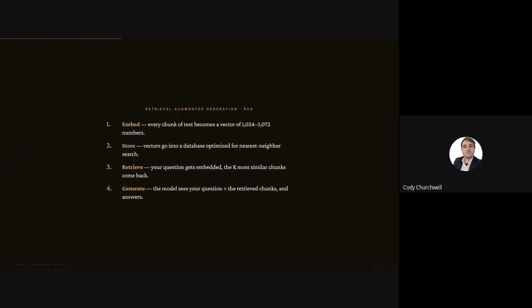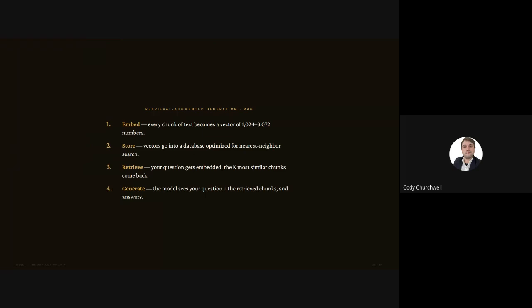And then step 2, you store. A vector database is a specialized data store for embeddings. All those vectors go into a database optimized for one operation: given a query vector, find the nearest K stored vectors, fast, like billions of vectors in milliseconds fast. Pinecone, Weaviate, Qdrant, and pgvector are common examples in 2026.